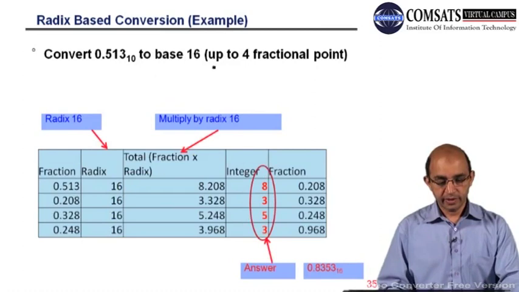And then base 10 to 16, right? Multiply by 16, right? 8 will go here, and then the value of the fraction will go here, 16. 3 will go here, 3 to 8 will come here, right? 5, right? And 5 will go here, and 248 will go here, and we have 968, right? So what we will be having is 8356, right?